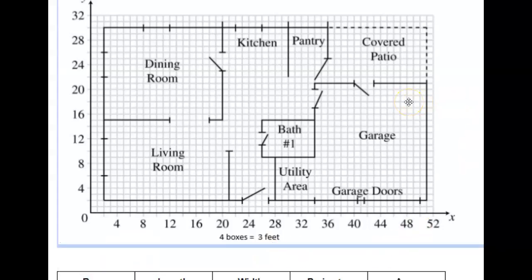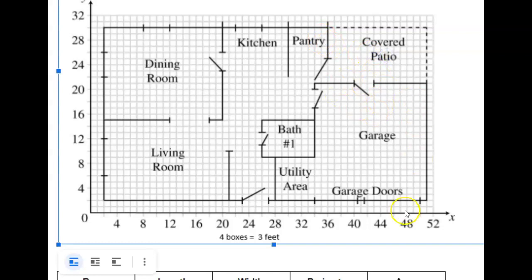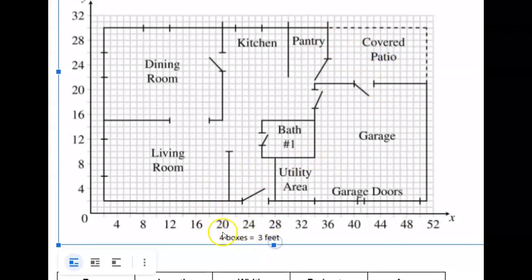Good morning. All right, I'm going to explain a little bit about this house plan called the Wellington Design that you should have received in the mail. We're going to use this covered patio right here to pretend like it is going to be drywalled and put some tile in the floor and perhaps some border trim on here so that you know how to do the calculations. First off, notice down here that we have 4 boxes equals 3 feet.